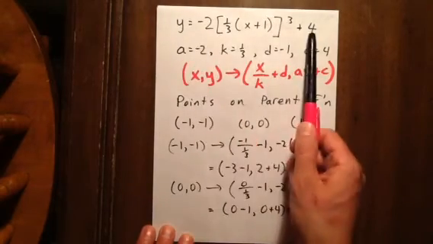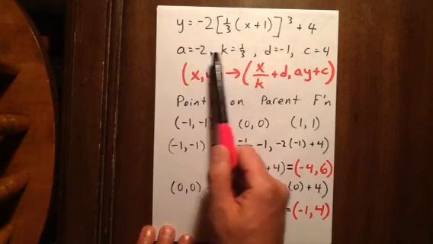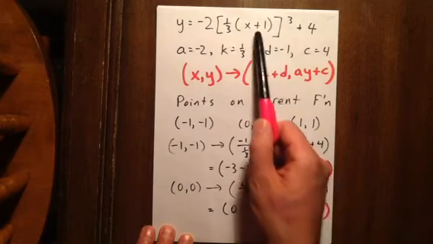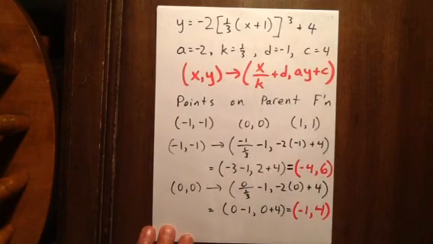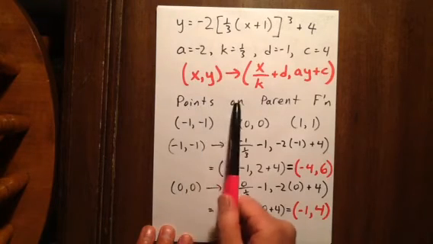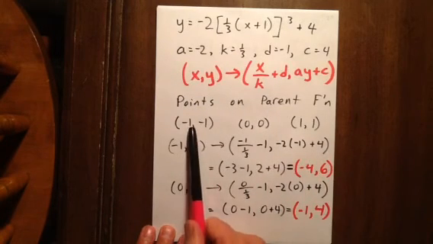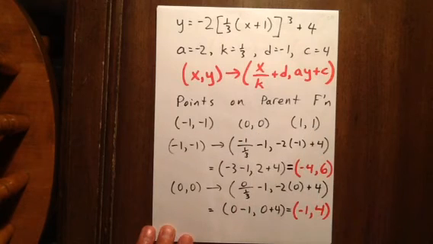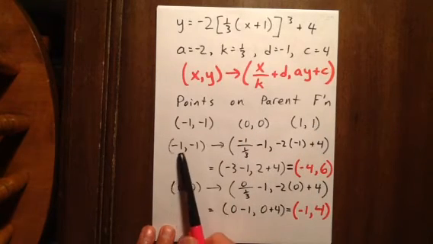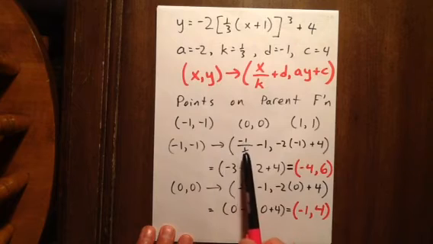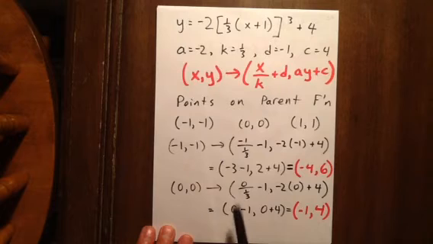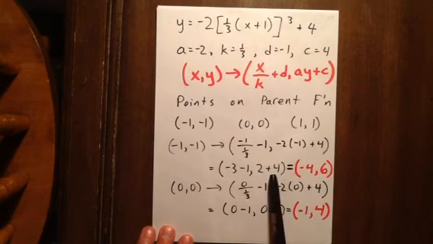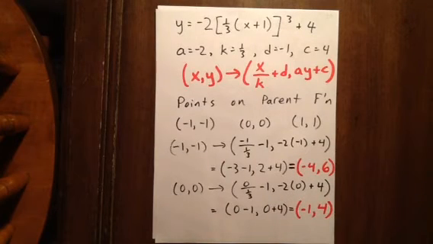Now algebraically you might wonder what this looks like. Well, given this is our original function, we have a equals -2, k is 1/3, d is -1, and c is 4. We have our original graphing formula. And now we're going to go back to points that appeared on our parent function. -1, -1, 0, 0, and 1, 1. Well, we know that -1, -1 will map onto -1 over k plus d, a times -1 plus c. And when we do a little bit of math, on the left-hand side of the comma we get -4, and on the right-hand side we get 6.